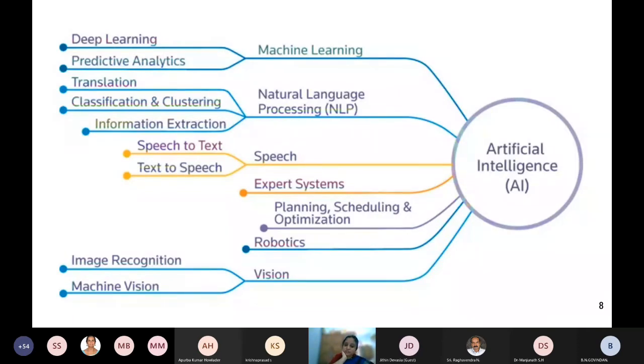Although earlier the robots were following the general sequential program that we had given, now we are trying to make the robots intelligent as well. Vision, computer vision I spoke about. Image recognition, trying to recognize an image. And machine vision, that is the computer vision that I mentioned. It just takes the picture, understands, recognizes, and goes further.